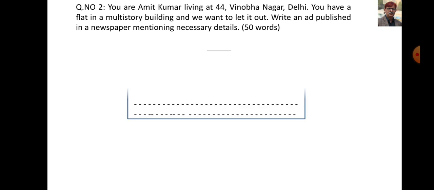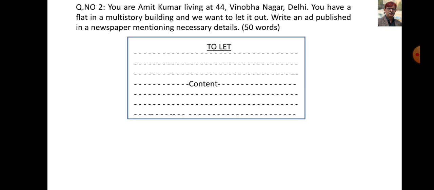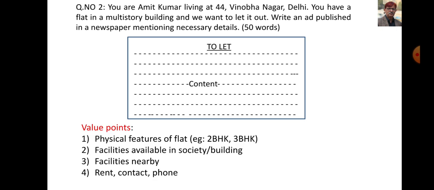Now, the best heading in this case will be to let. Then of course you can start. Let me talk about the value points first. Physical features of the flat. For example, you can write 2 BHK, 3 BHK, etc. Facilities available in the society or the building in which the flat exists. Then you also have to discuss the facilities nearby. Then talk about rent, contact, or even the phone number.